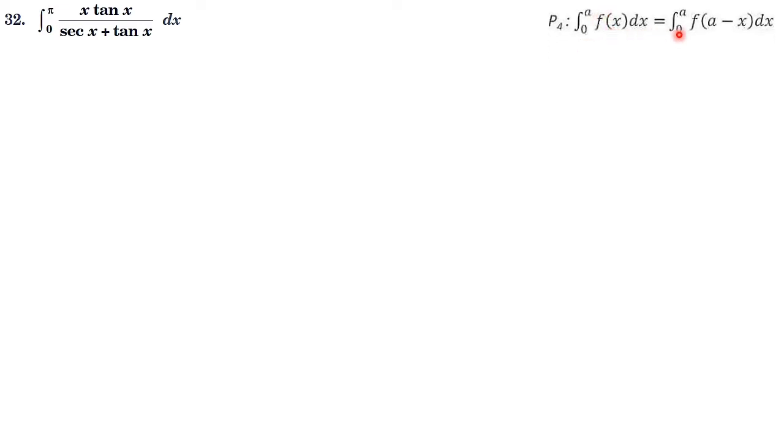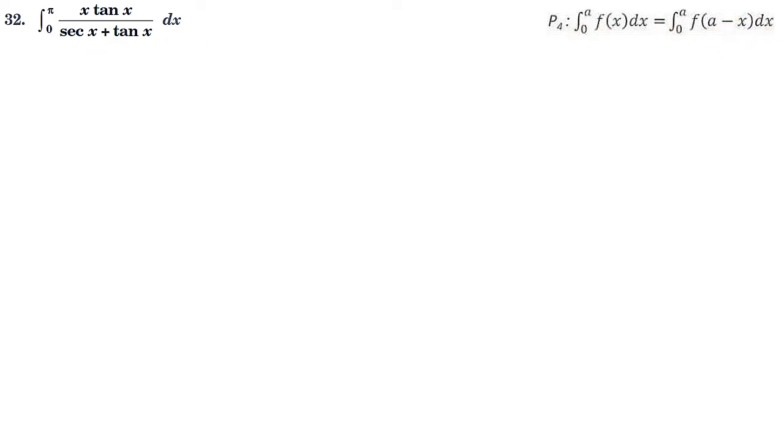Next we shall discuss question number 32. Integral 0 to pi, x tan x by sec x plus tan x dx. When you see here the function, it is not in any one of the known forms. So what we can do is just look at the limit here, 0 to pi. 0 to pi means there is a property, that is integral 0 to a f of x dx is equal to integral 0 to a f of a minus x dx. So this property we can apply.